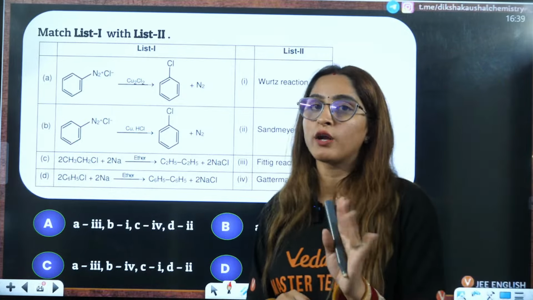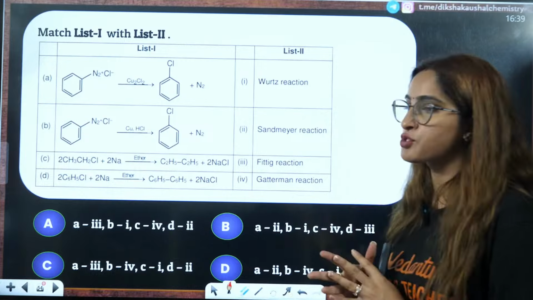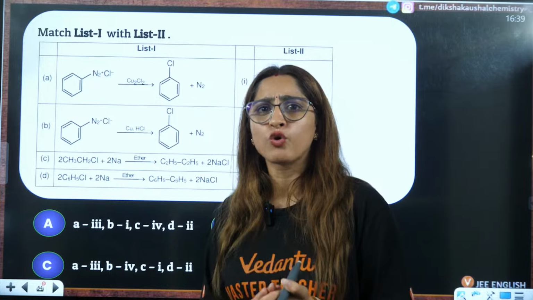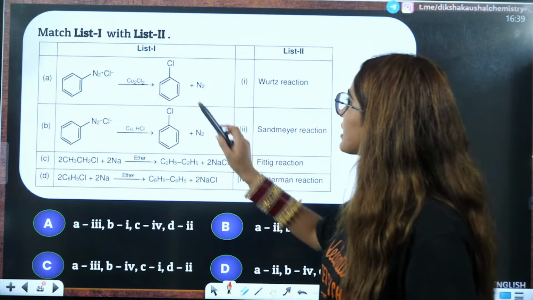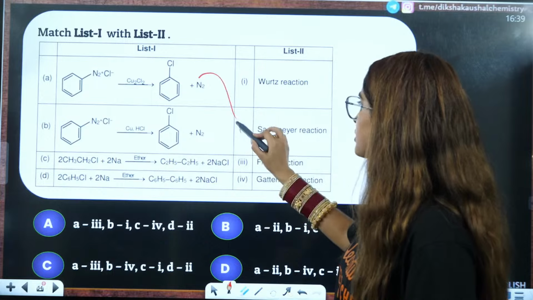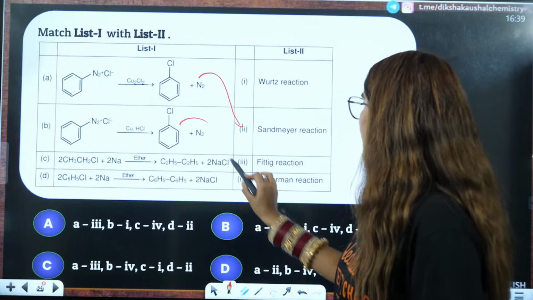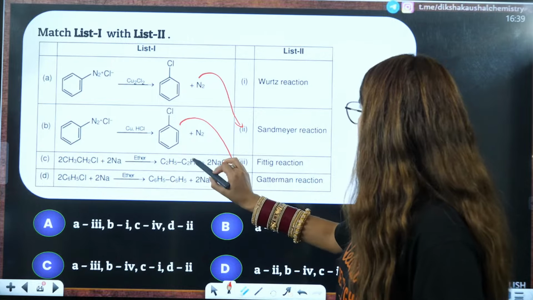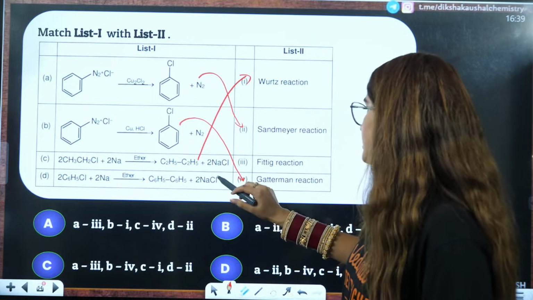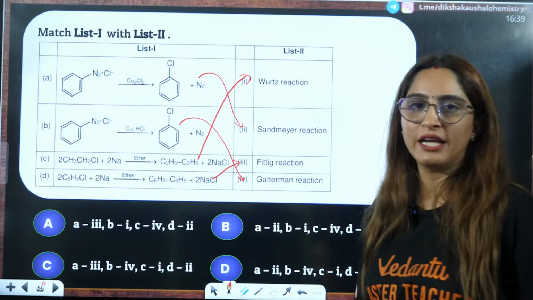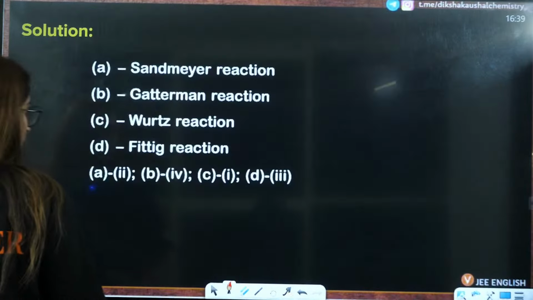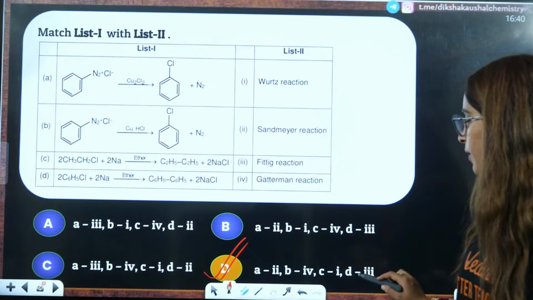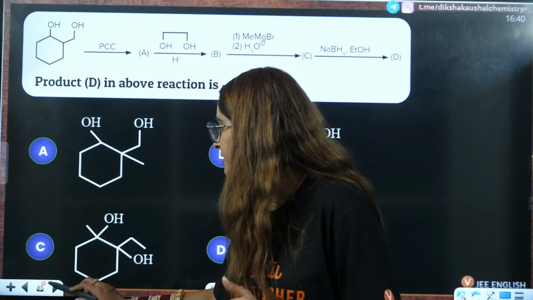Now from match the following also, they are asking you these kind of questions on naming reactions and on the isobaric, isochoric, these kind of processes. So if you see this, first one is Sandmeyer's reaction, right? Second one is Gattermann reaction. Third one is Wood's reaction, and fourth one is this Fittig reaction. So answer is going to be D is the correct answer. A2, B4, C1, D3 is the correct answer.